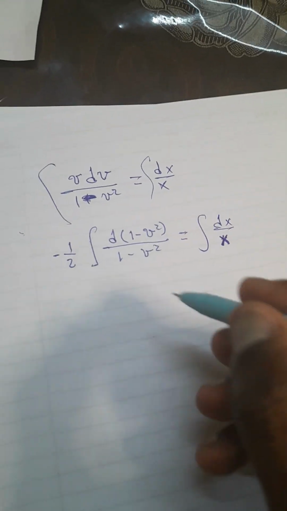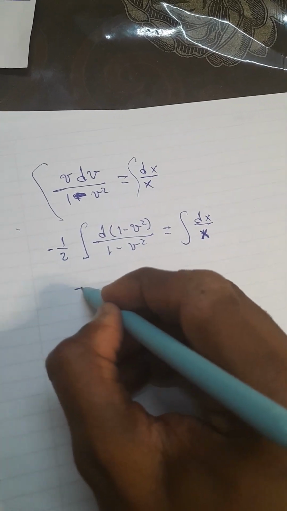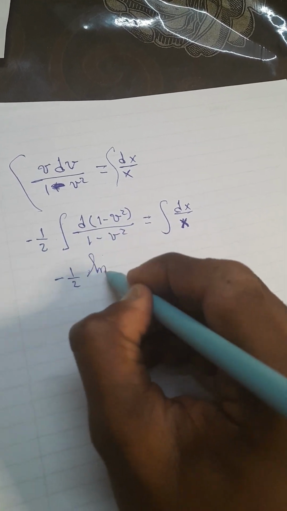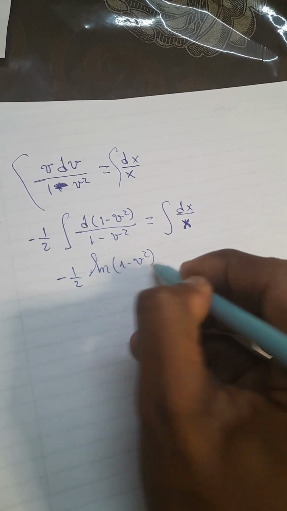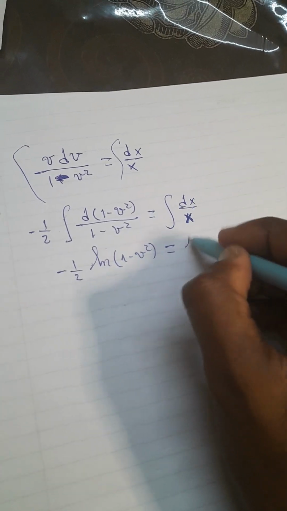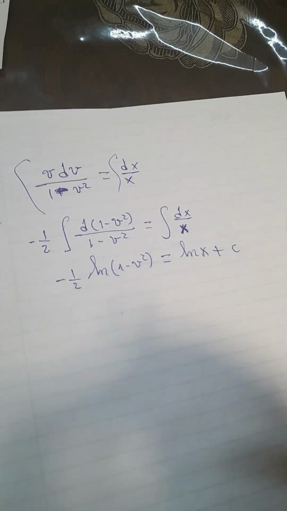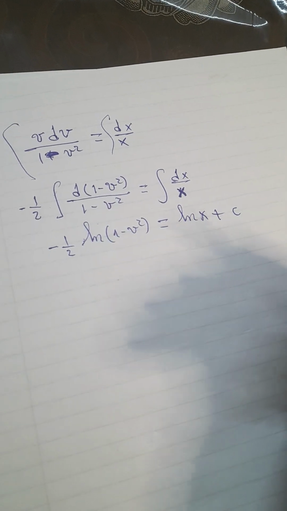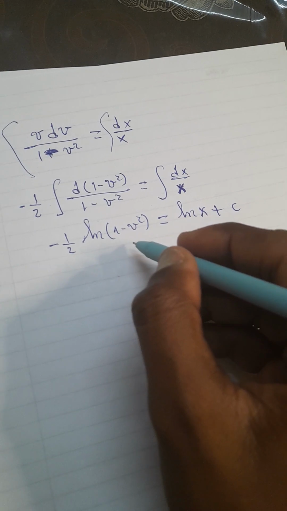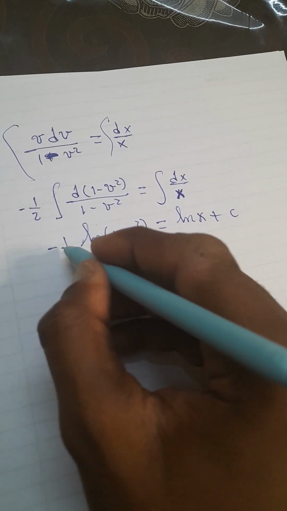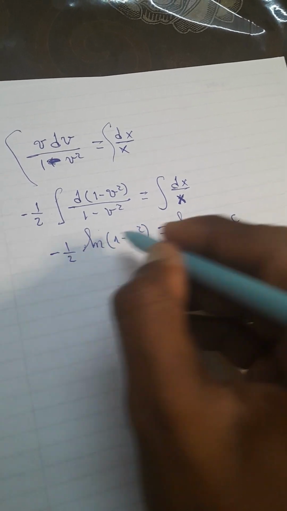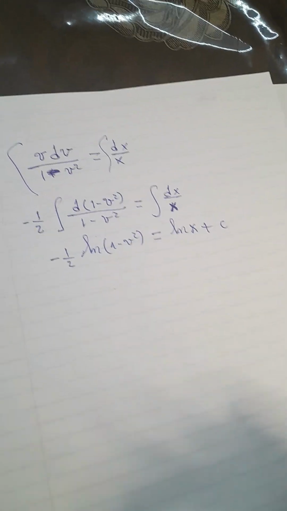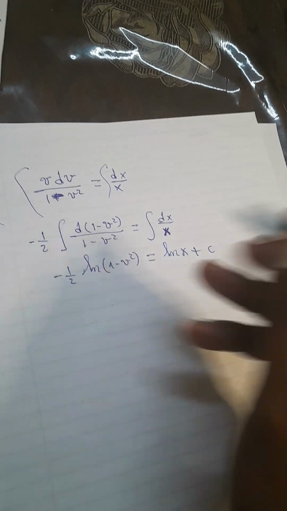Now that you have this one, this will be minus 1 by 2. This integration, we know it is ln of 1 minus v squared equal to ln of x plus c. Minus 1 by 2, what else do we have to do? We know that this one can come here. It's up to you.